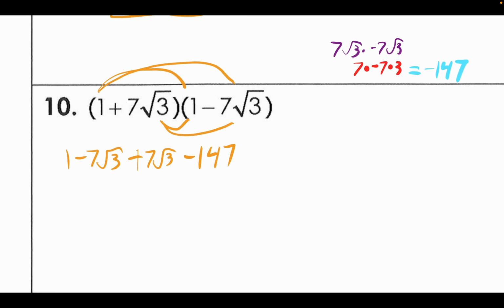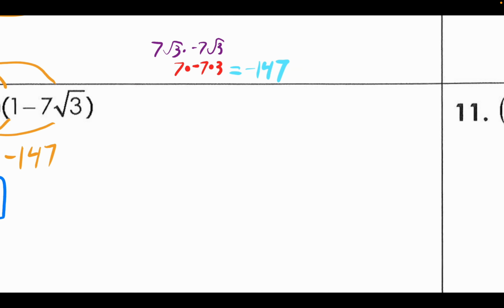Or 49 times 3, by the way. Negative 49 times 3. Anyway, 1 minus 147 would be negative 146. And as we combine these square roots of 3, because they're both common radicals, square root 3, you get 0. So you don't write anything, giving you just negative 146. On to number 11.